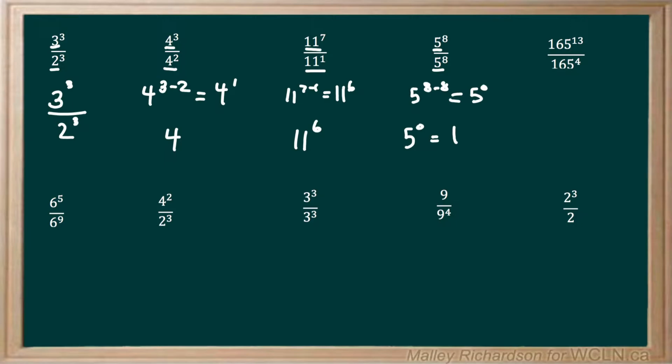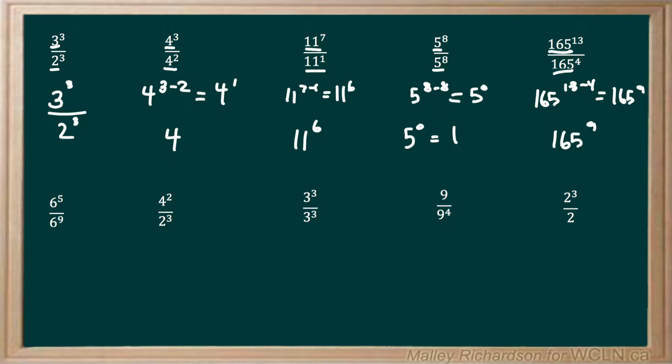Now we have 165 to the power of 13 divided by 165 to the power of 4. They have the same base of 165, so now we can subtract the exponents. 165 to the power of 13 minus 4 gives us 165 to the power of 9. So 165 to the power of 9 is our final answer.